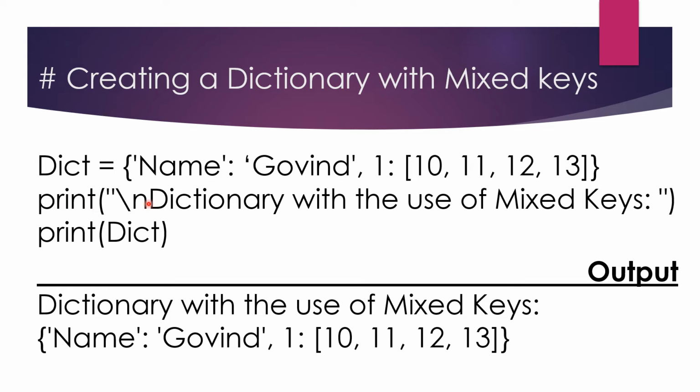Now it is written print, dictionary with the use of mixed keys. So this will be printed first in the output. As you can see here in the output, this is printed, dictionary with the use of mixed keys. And now print dictionary. So whatever is written inside the dictionary will be printed. As you can see in the next line, everything is printed exactly as it is in the dictionary.